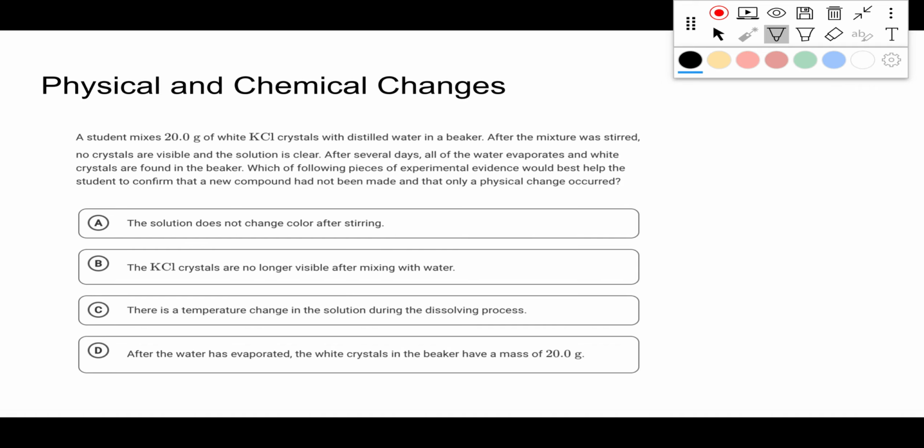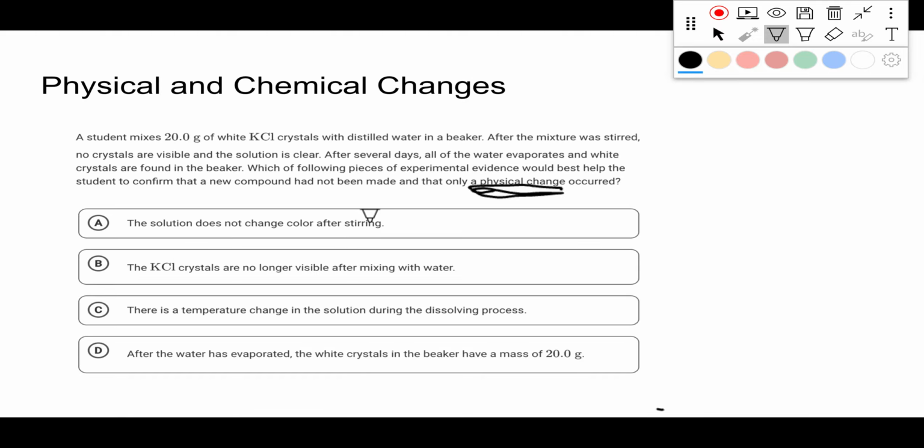And then our last one for today is a student mixes 20 grams of white potassium chloride crystals with distilled water in a beaker. After the mixture was stirred, no crystals are visible and the solution is clear. After several days, all the water evaporates and white crystals are found in the beaker. Which of the following pieces of experimental evidence would best help the student to confirm the new compound has not been made and it was only a physical change? Okay, so we're trying to prove that there is only a physical change.